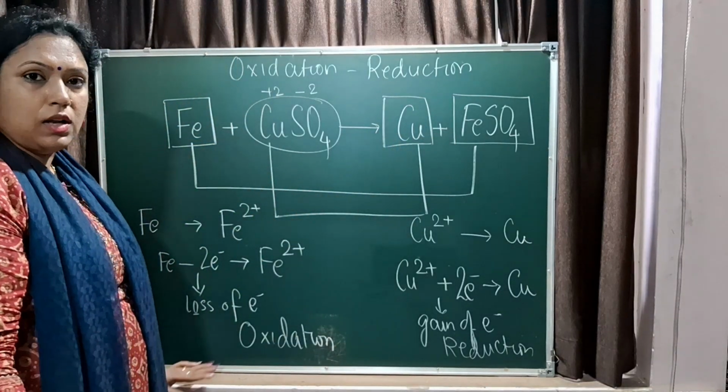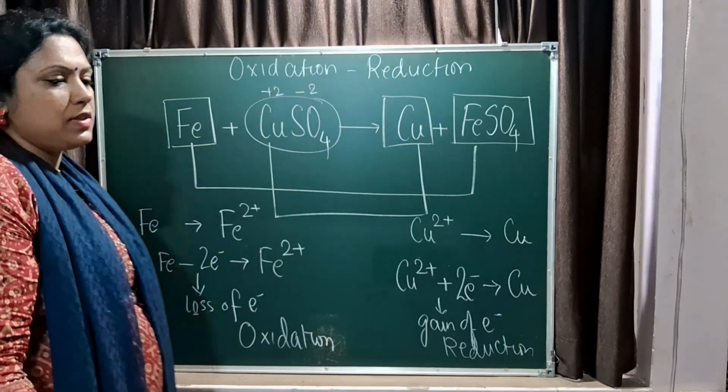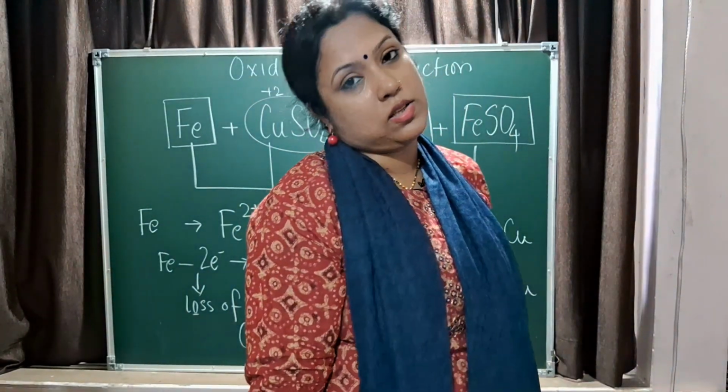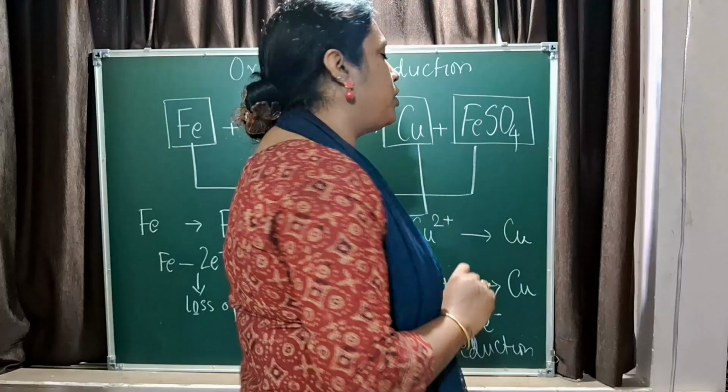Is this understood? So let us do some examples, then I will tell you a trick how to see what is reduction and oxidation. Okay. So let me clear the board first.